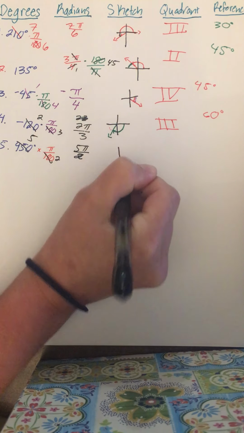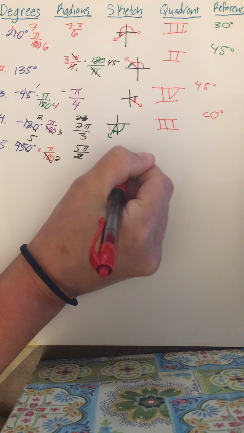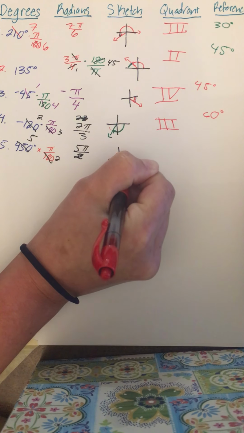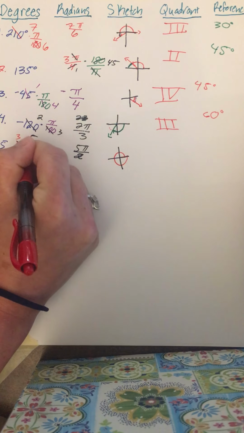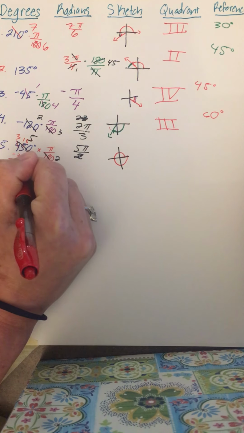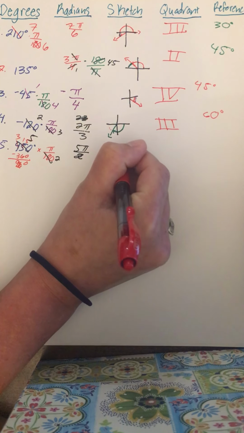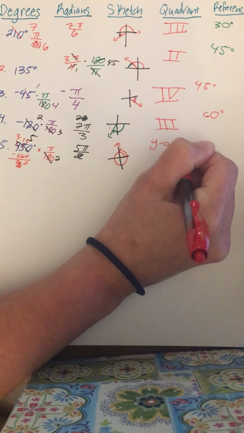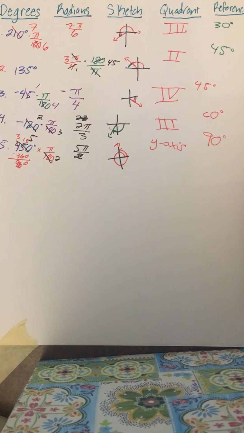Okay, so now let's sketch this one. So 450, so that means we're going to start at our x-axis and we're going to rotate 90, 180, 270, a full 360 degrees. So if we take away 360, that leaves us with 90 degrees left to rotate. So that would put us right here on our y-axis. And we are 90 degrees away from the x-axis.